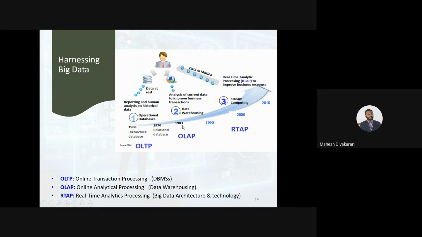Then after some years, it changes to online analytical processing, from the data warehouses, analysis of current data. They will analyze the current data and improve their business. Then nowadays real-time analytics comes into the picture. There are no mediators there; it comes directly to the client itself.